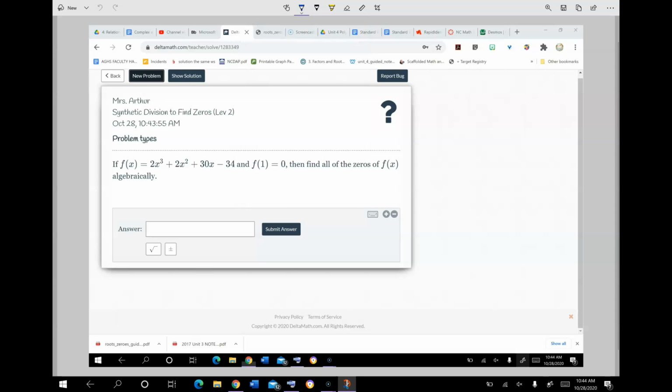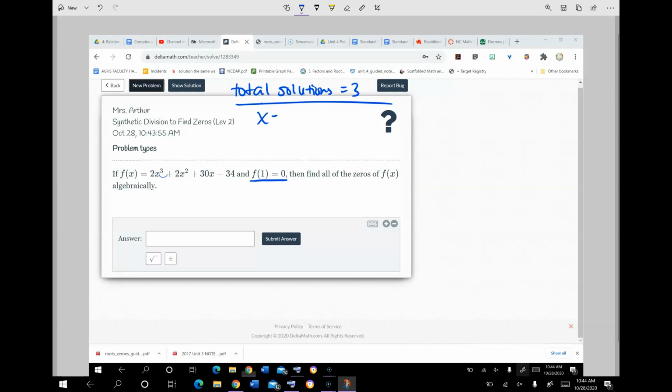All right, now, so my degree is 3. So my total solutions should be 3. Now, you see this right here? It says f of 1 equals 0. Remember when f of a number equals 0, it is a solution? So guess what? One of my solutions is x equals 1. Okay? Now we got to find 2 more. All right, so let's do synthetic division. So put the 1 in the box. List out your coefficients.